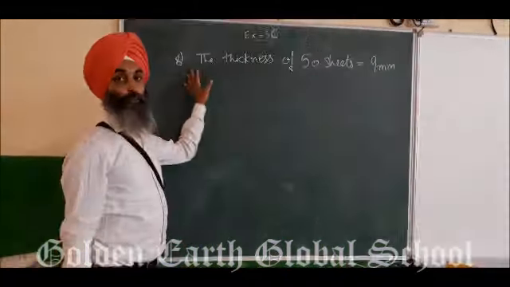So if you convert 1 mm into centimeter, we have to divide by 10. So divide by 10 means 0.9 centimeter by 50. So now, what is the answer of 0.9 by 50?